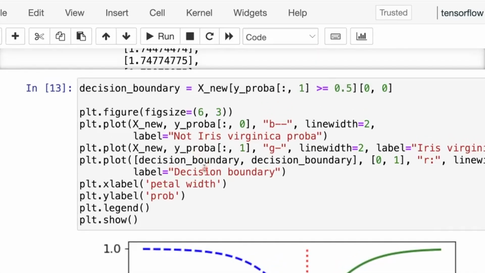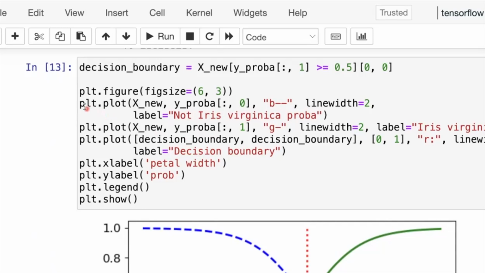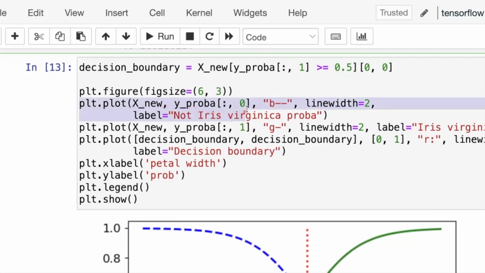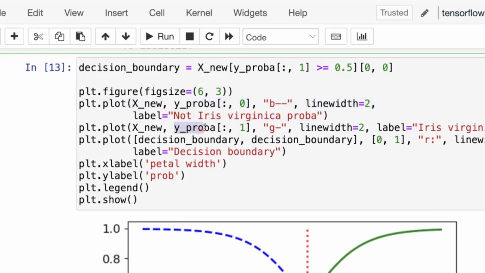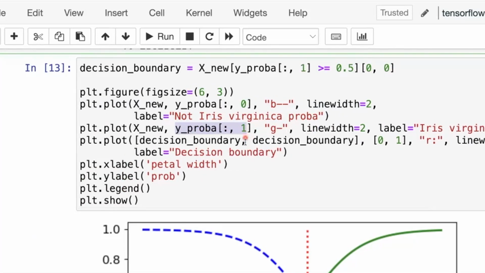And we can explain the code a little bit too. One part here in the code is to plot the probabilities that this input does not belong to the virginica class. That's why we're looking at the first column of this probability. Then for the part where we want to find probabilities that it belongs to virginica, we use the second one. And then we plot the decision boundary here.